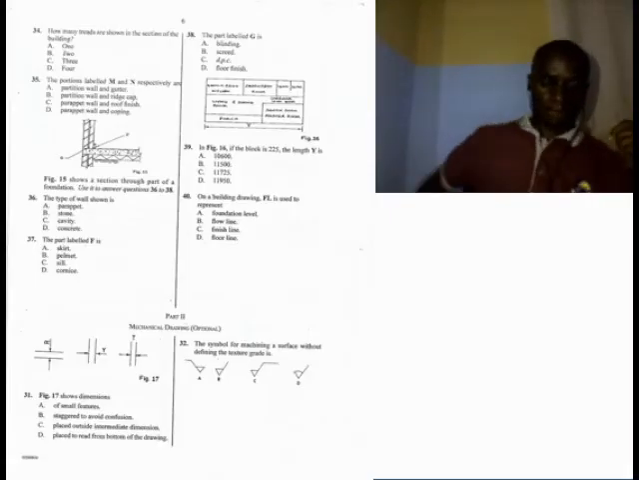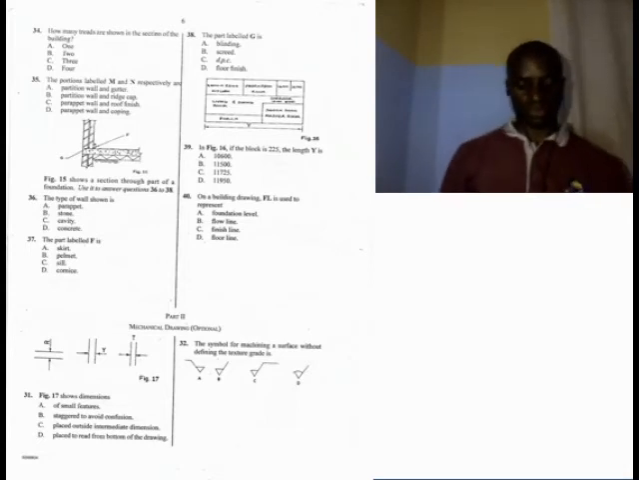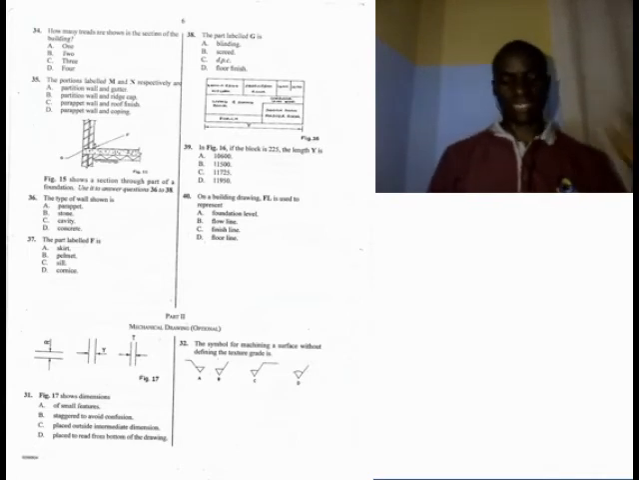31. Figure 17 shows dimension. A, of small features. B, staggered to avoid confusion. C, placed outside the immediate dimensions. D, placed to read from bottom of the diagram. The correct answer is A.